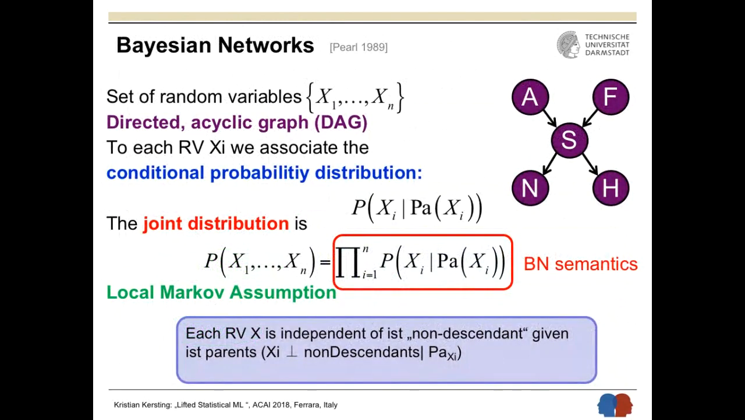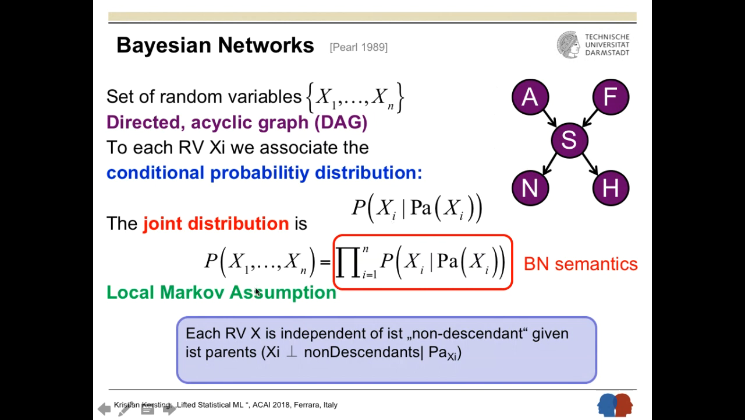So this is now giving us the first definition of what a Bayesian network is. A Bayesian network is just a directed acyclic graph over a bunch of random variables. You see an example here. To each of the random variables, you associate a conditional probability distribution of the node given its parents. So you would have, for example, P of N given S, P of H given S, P of S given A and F, and so on. And then the joint distribution, we are not going to prove that here, but you can prove that it factorizes according to the graph structure. So it's just the multiplication of all of these conditional distributions.